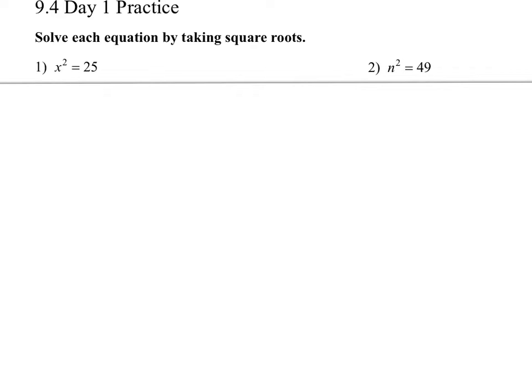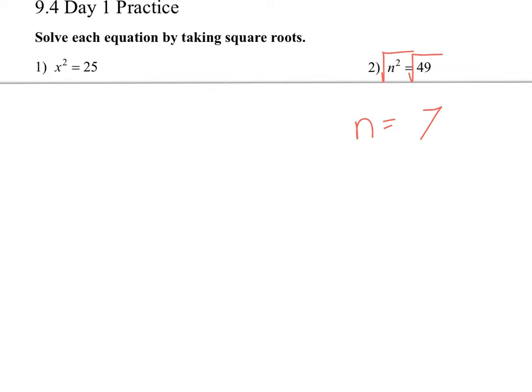All right, let's start off on number 2 here. So we want to solve these by taking square roots. In this case, the squared is already isolated, so I'm going to go ahead and take the square root. On the left side, the square root undoes the square, so we're just left with n. On the right side, the square root of 49 is 7.